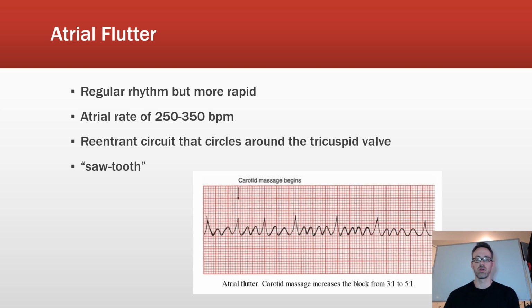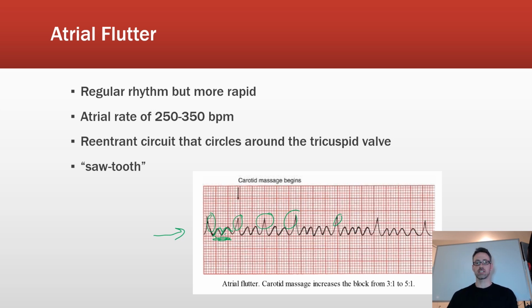And what it does is it creates what we call a sawtooth appearance in some of the leads. Oftentimes you'll see it in leads like 2, 3, AVF, sometimes I think in V1 as well. And you can see that down here in the ECG example, where here are the R waves, and then you see down here the baseline, you're seeing these undulating waves there, which kind of look tooth-like. All right, so the baseline kind of looks tooth-like or jagged, and they often refer to that as sawtooth appearance.